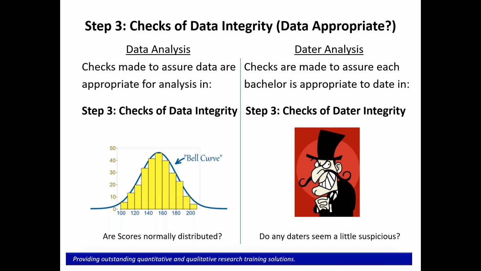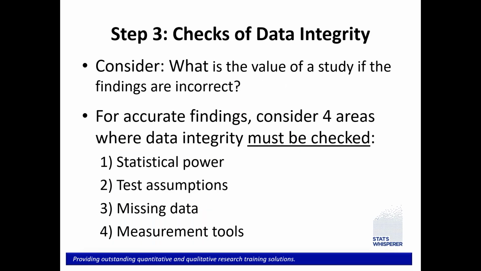normally distributed? And we can see in this bell curve here, it looks pretty normal. Now what doesn't look normal is on the right, that potential outlier, right? So checks of data integrity are necessary for the Bachelorette show because you don't want a fellow like this showing up on set. He looks a little suspicious. Now, in terms of data analysis, there are 4 areas where data integrity must be checked, right?